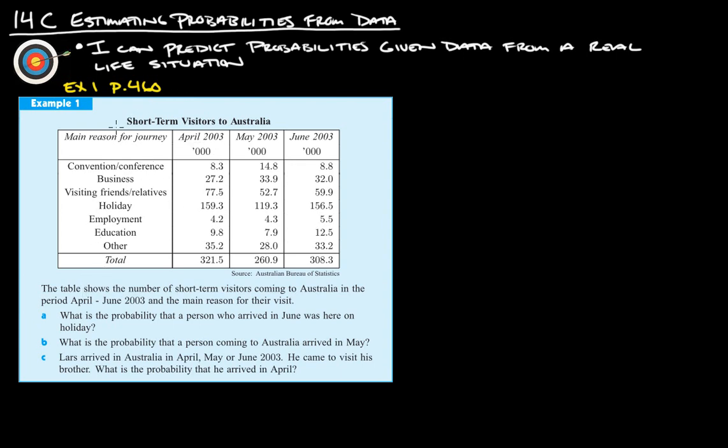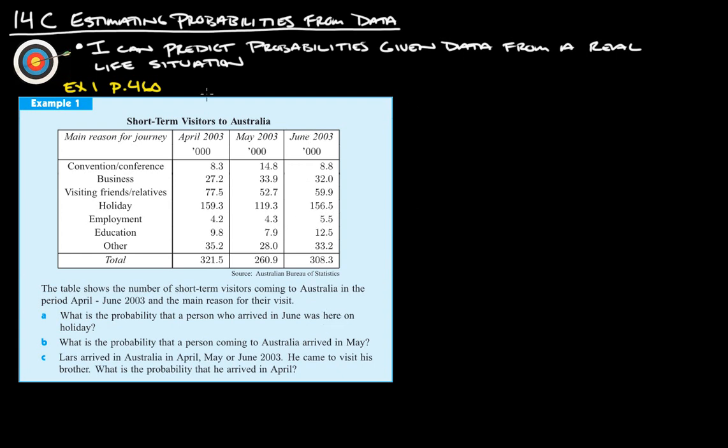You have all this data here: short-term visitors to Australia, main reason for journey, April, May, and June of 2003, and this is in thousands. It gives you all the different reasons, and it gives you the total. With that, let's do: what is the probability that a person who arrived in June was here on a holiday.